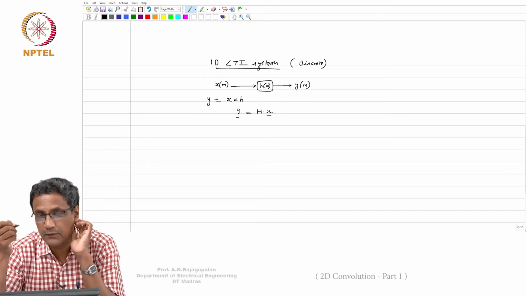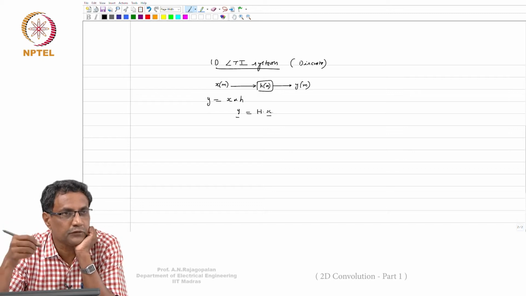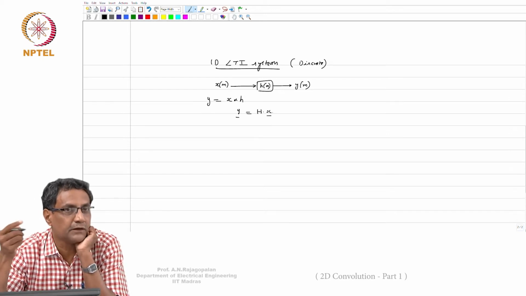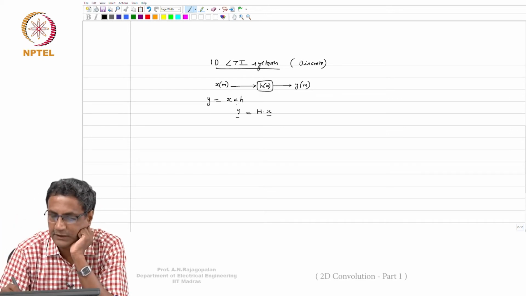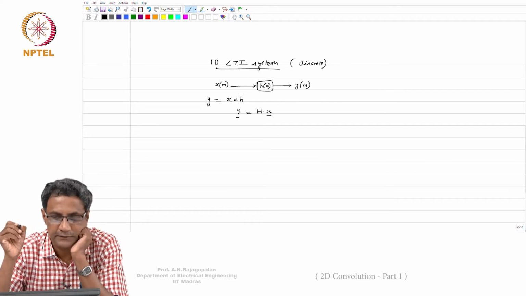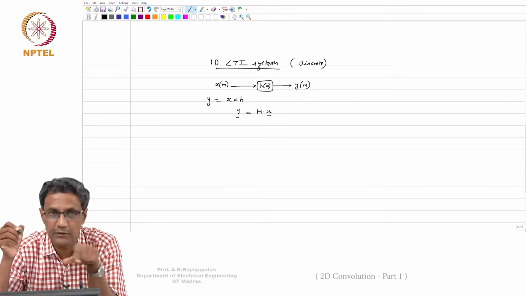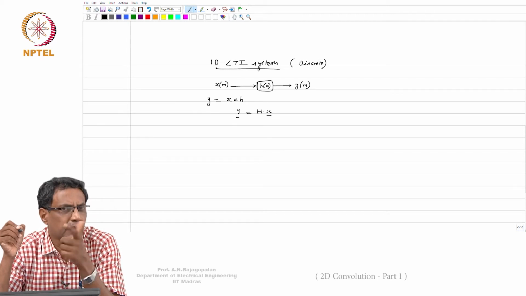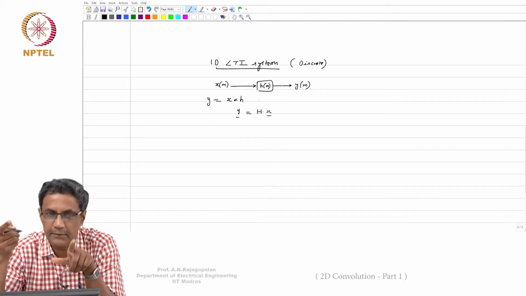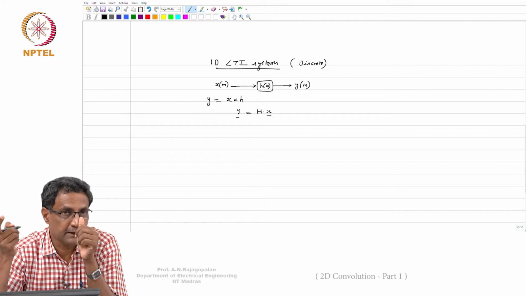Sometimes writing it in this matrix-vector form gives you a lot more insight into what is going on, rather than simply writing this convolution equation. Even for 2D, we wrote a convolution equation. So if I had to write that again in a matrix-vector form, what would I get? How would I write it?